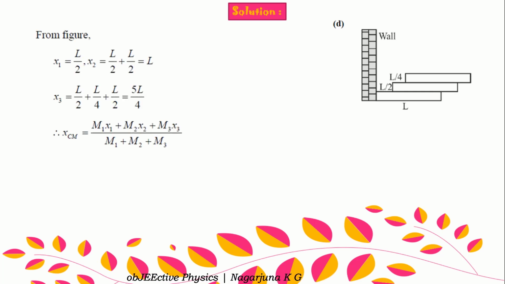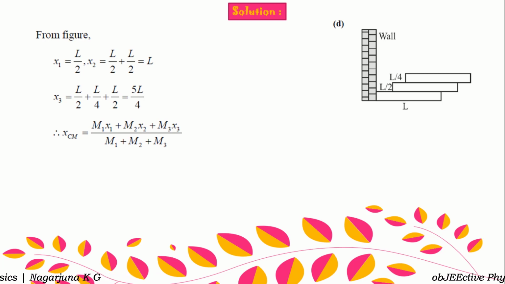From figure, x1 is equal to center of mass of the lower brick, that is L by 2. x2, distance of center of mass of the second brick, L by 2 plus L by 2, that is equal to L. x3, distance of the center of mass of the third brick, upper brick, L by 2 plus L by 4 plus L by 2, that is equal to 5L by 4.